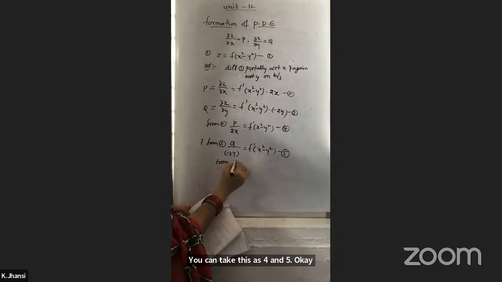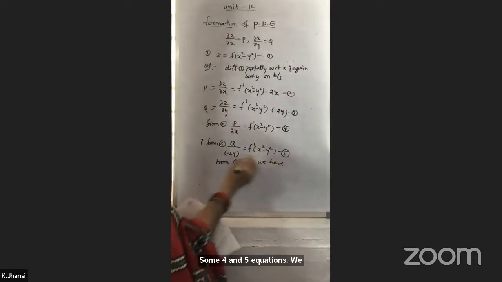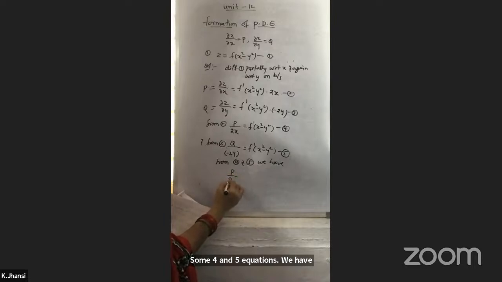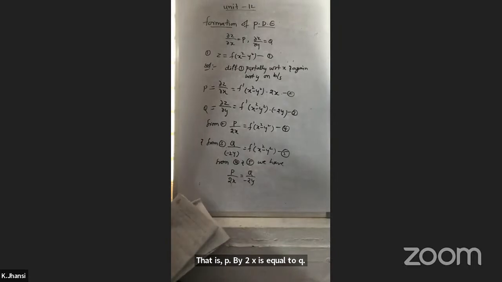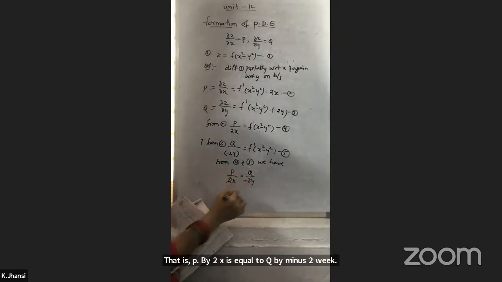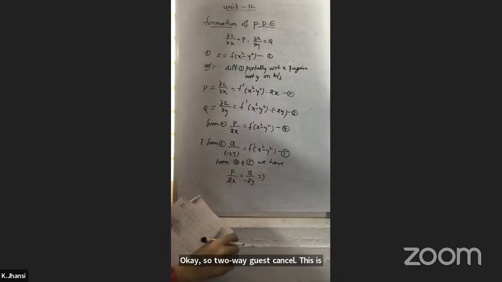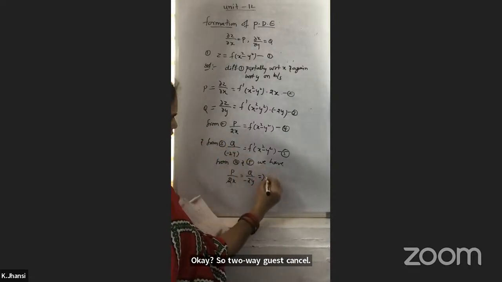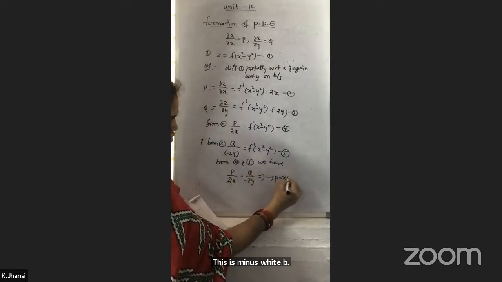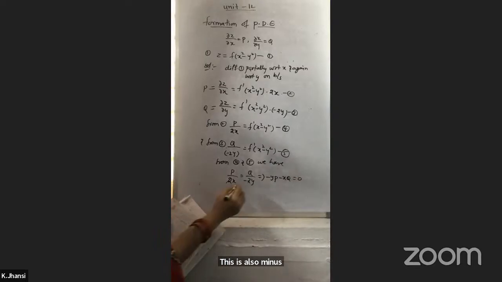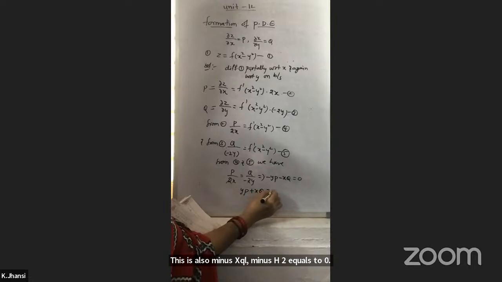From equations 4 and 5 we have p by 2x is equal to q by minus 2y. Okay, so 2 will get cancelled. Implies what you will get? This is minus yp. This is also minus xq, no? Minus xq equals 0. So if we take out minus common, it will be yp plus xq is equal to 0.